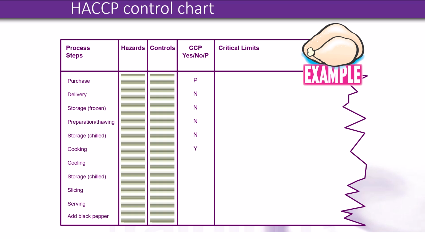Cooking is a critical control point. You must cook it to the right temperature. If not, then you could get food poisoning. Cooling is a critical control point. Chilled storage is a critical control point. So those three areas, cooking, cooling and storage, this is where you must have critical control checks, where you must have monitoring. Serving is not a critical control point, neither is the addition of black pepper.